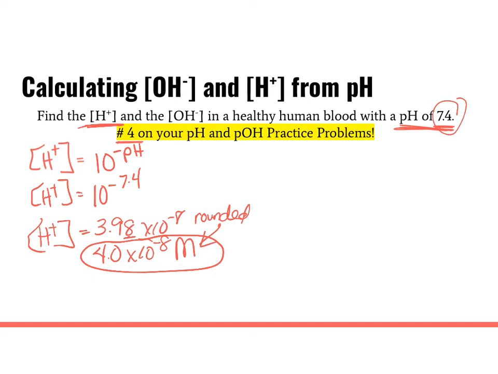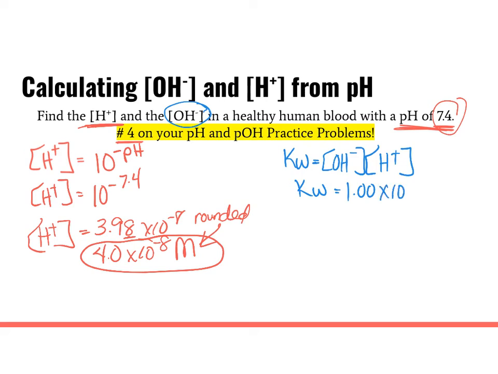Now I need the second part of this. I need to figure out OH. If you remember, KW is equal to OH minus times H plus. And we also know that KW is equal to 1.00 times 10 to the negative 14th. So now I have KW from my previous answer right here. I also have H plus. So now I can solve for OH minus.